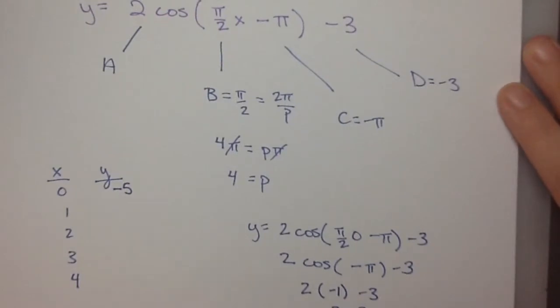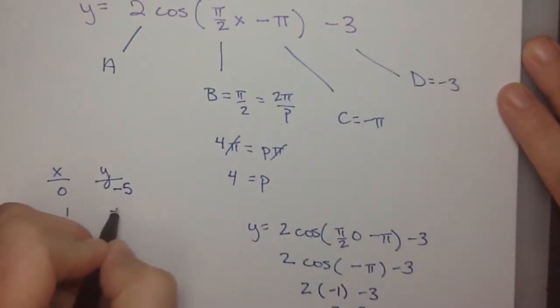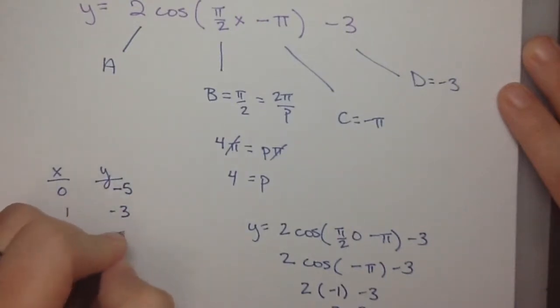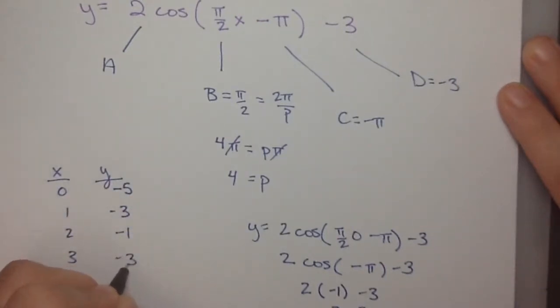And so then if we put in x equals 1, using a similar argument here, we get negative 3. And using x equals 2, we have negative 1, and then negative 3 again, and then negative 5.